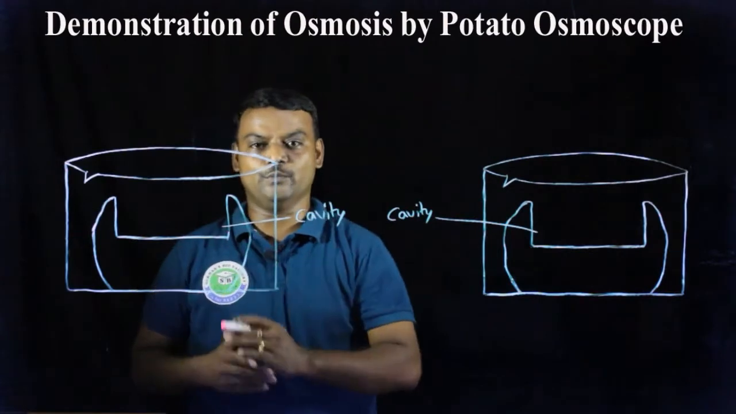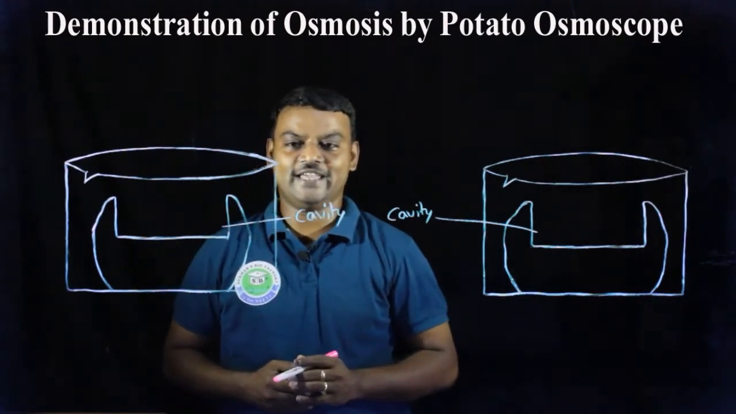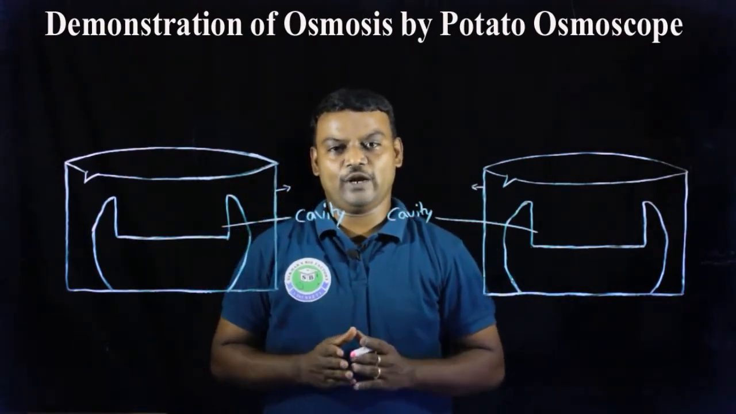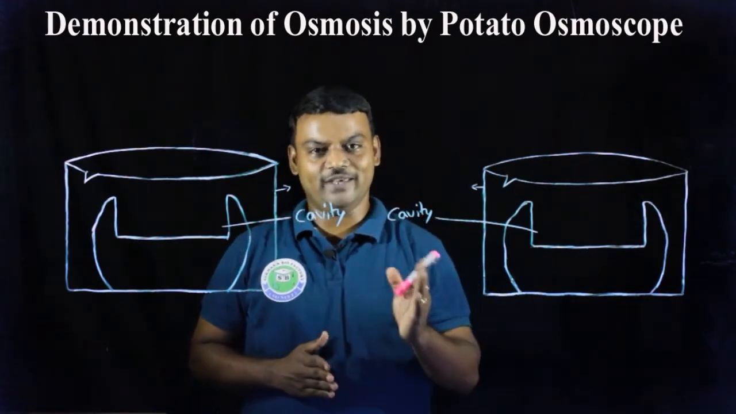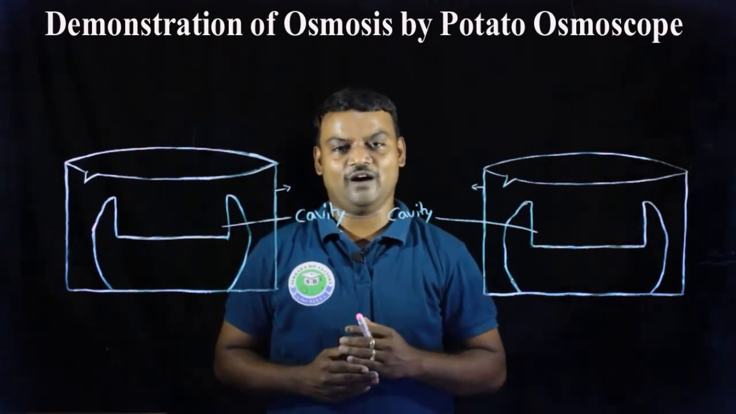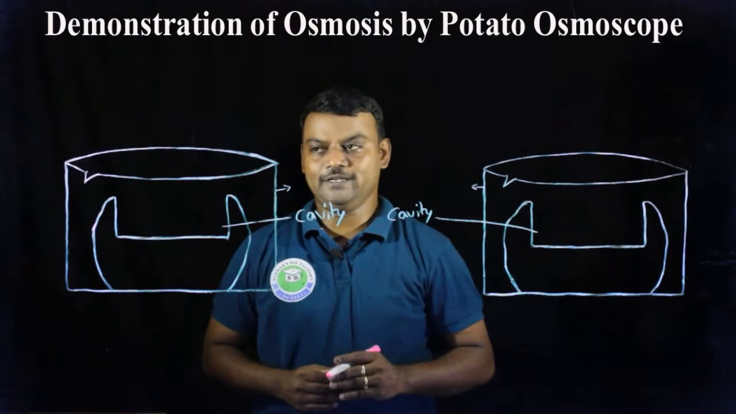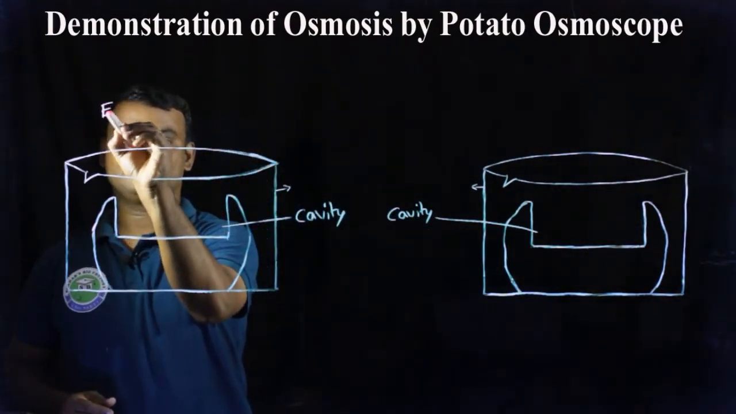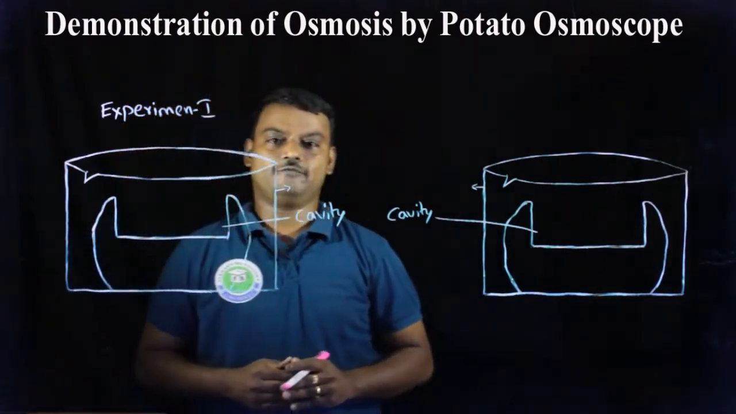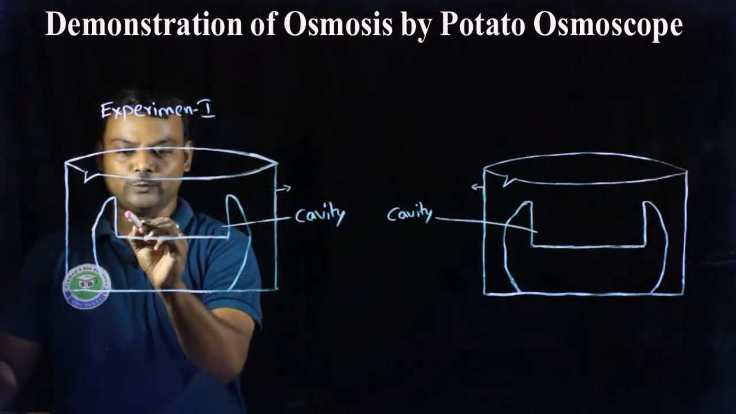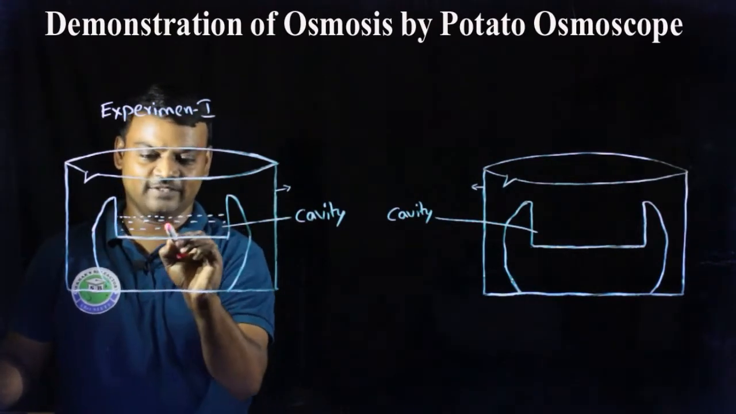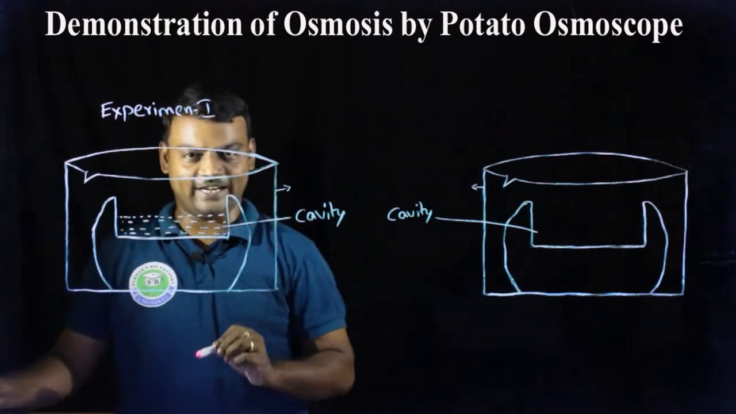The entire potato tuber with the cavity is taken in a beaker. This potato osmoscope experiment can be conducted in two ways to explain the movement of water from either inside to outside or outside to inside. In the first experiment, experiment 1, inside the potato cavity, the sucrose solution is taken up to a certain level.